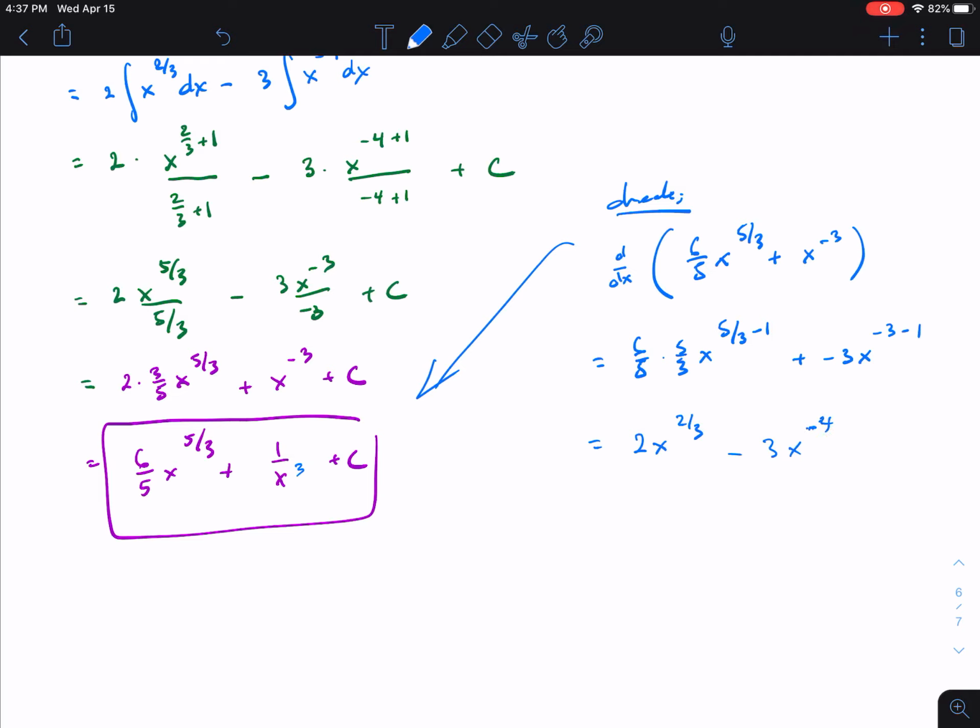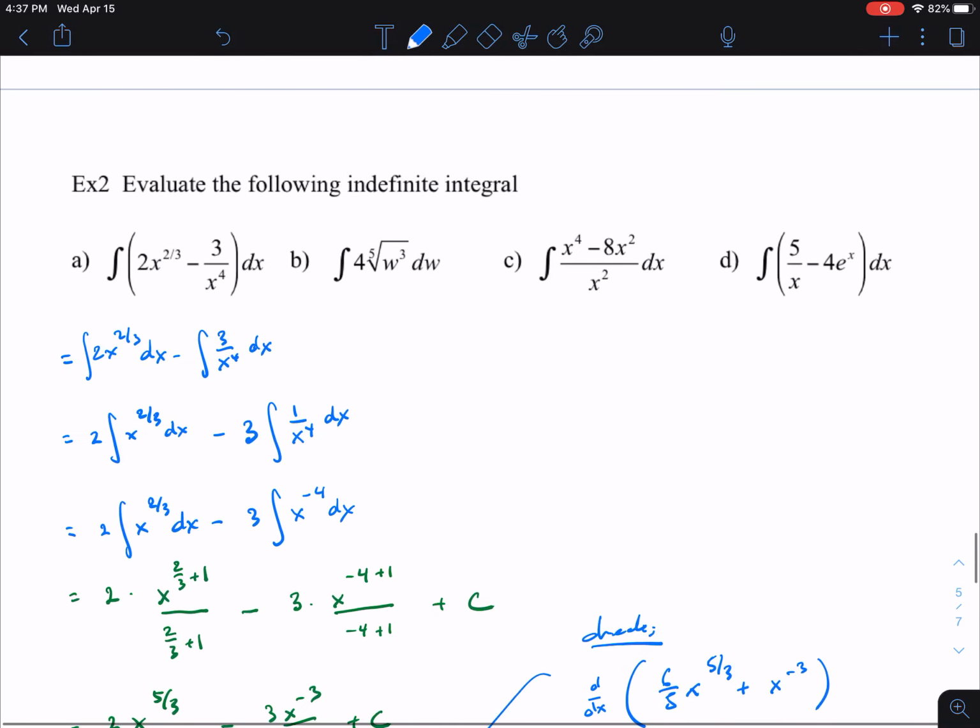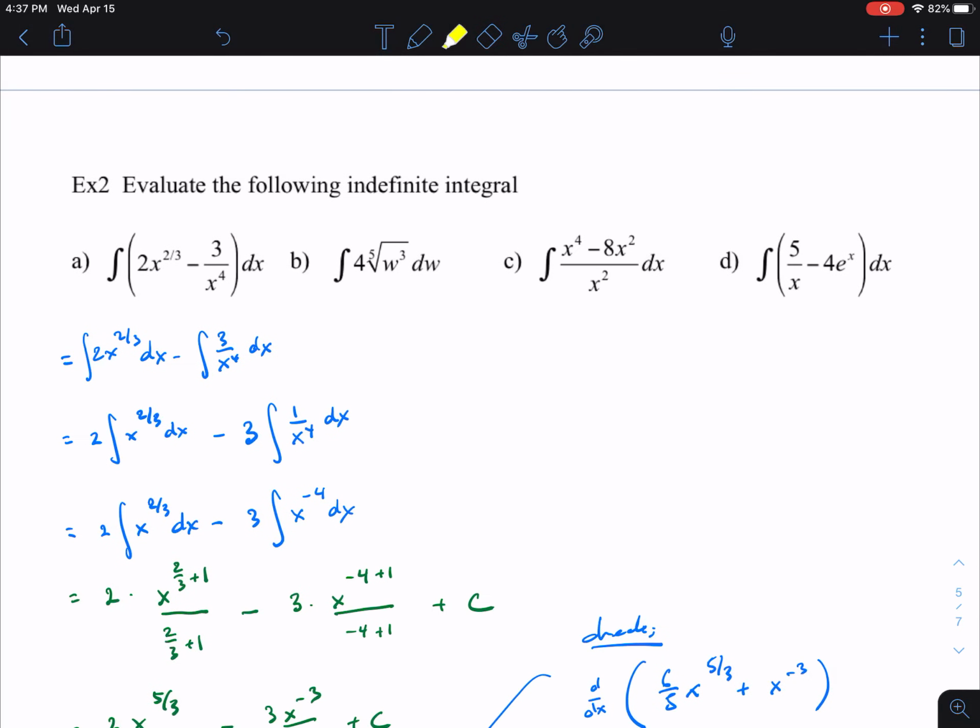Okay, so we did it. Our work was correct. That's just to show you how to use the power rule antiderivative, that is, to find the indefinite integral for part A. It is a lot of work in this section. The work itself is going to take much longer than the other section. Let's move on to part B.